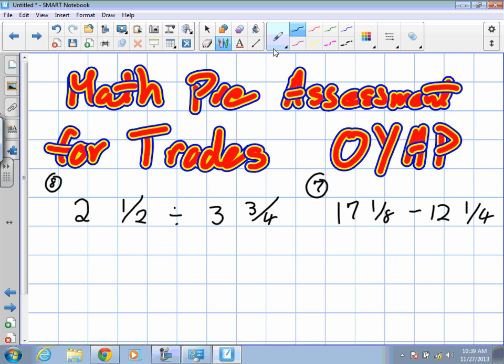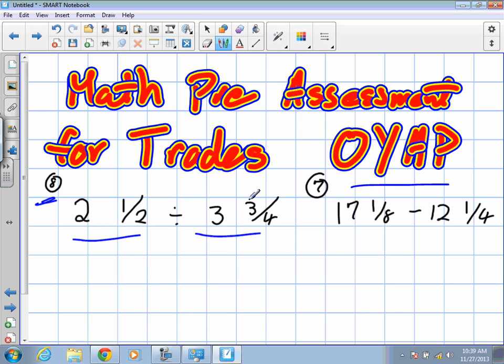Okay, same idea. We're going to go through a math pre-assessment for the trades, OYAP. This time, we're going to be dealing with fractions. So they've given the questions like this. This is question 8 and this is question 7. We're going to start with the division, and then we'll get into subtraction of fractions.